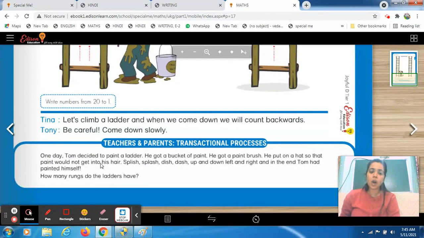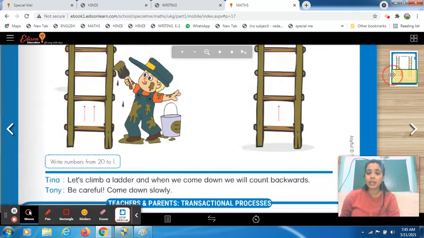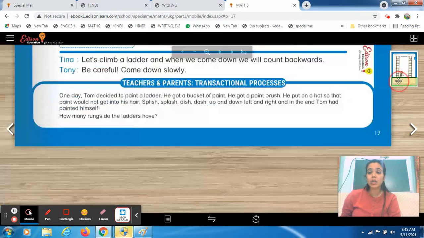One day, Tom decided to paint a ladder. Who is Tom? He's a boy, a little boy. What does he have in his hands? A paintbrush, and he also has a paint bucket, right? So one day Tom decided to paint a ladder. उसने क्या डिसाइड किया कि वो लेडर को, सीढ़ी को पेंट करेगा.